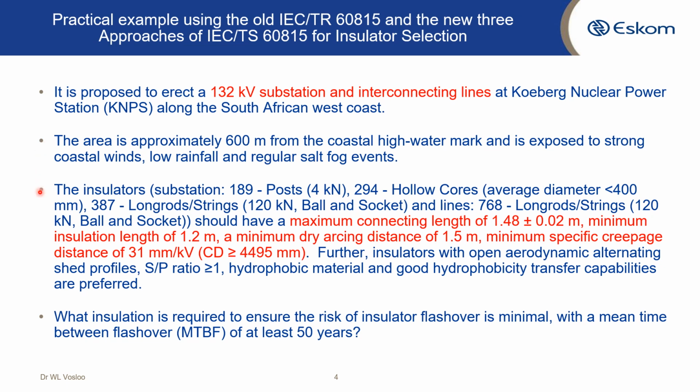And we will be needing substation insulators. We're going to need posts and hollow cores and long rod strings and so on. And at the same time, in the lines, we're going to need long rods or strings. And there is a maximum connecting length of 1.48 and a minimum insulation length of 1.2 meters and a minimum dry arcing distance of 1.5 meters.